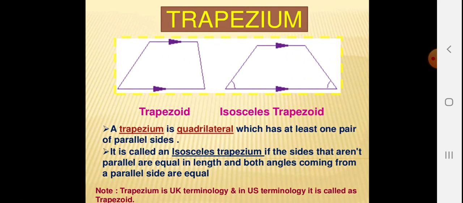You can see the trapezium, trapezoid, and isosceles trapezoid. Now it is called the isosceles trapezoid because one pair of sides are parallel to each other, whereas the other sides are not parallel. You might remember how to find the area of a trapezium. I have taught you in the previous video, that is h upon 2 into b1 plus b2.